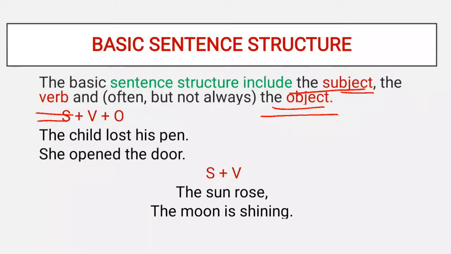The nice part about this type of structure is that it lets the reader or the listener easily know who is doing the action and what the outcome of the action is. As you can see here, some sentences have the pattern subject plus verb plus object. The child lost his pen. Now here the child is subject, lost is a verb, and his pen is an object.